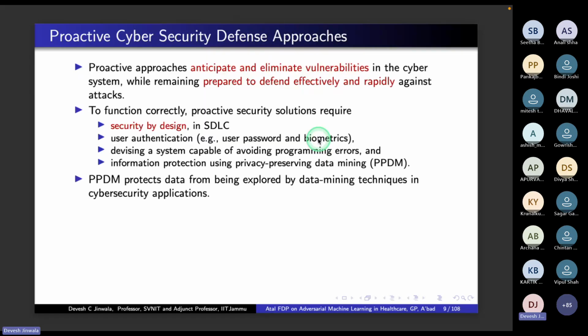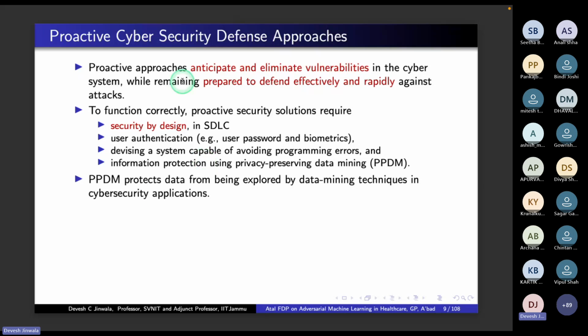In order to have a proactive approach, what we would need is security by design. So if we think of the software development life cycle, in that life cycle, we would build in security right from the stage when the application's requirements have started being gathered, and we would build in whatever other security mechanisms we want. So this would be based on a priori forecasting that a particular attack can take place on a particular system, and that capability can only come if we use machine learning in building the security mechanisms.